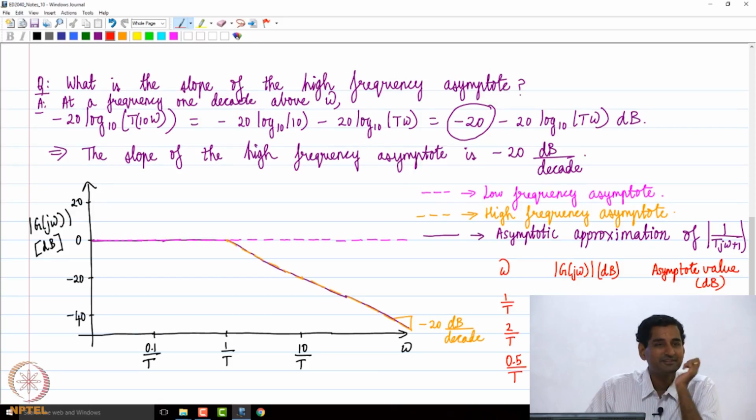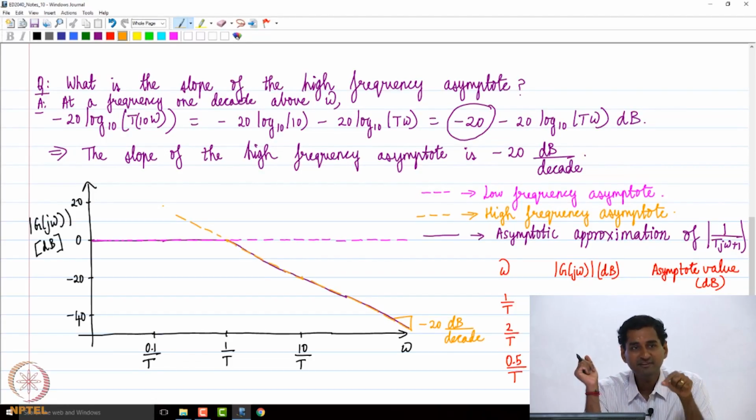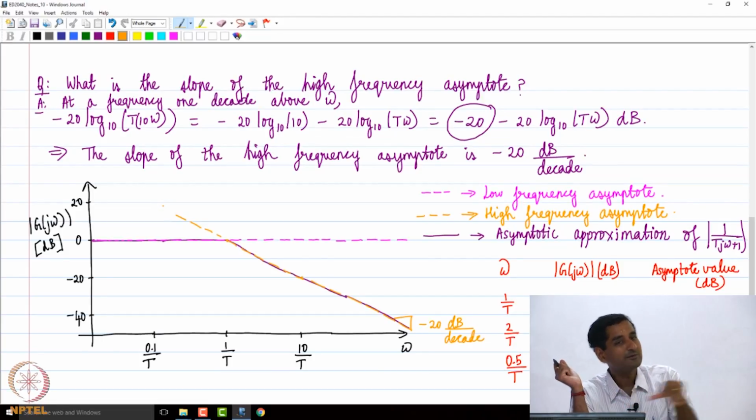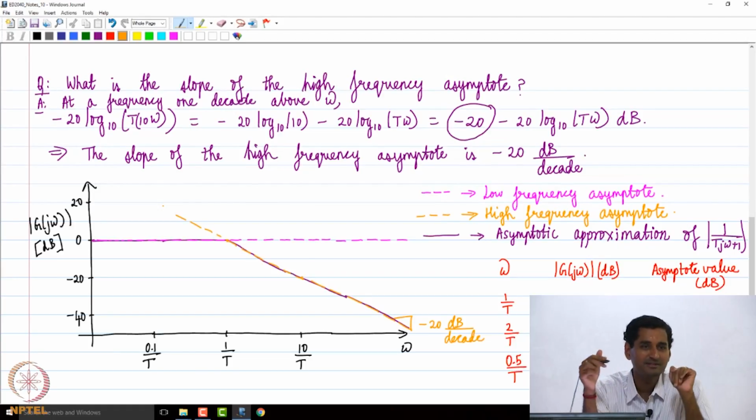Because it makes sense only after 1 by capital T. If you want a graphical representation, physically it doesn't make sense. See these asymptotes, you should not treat them as an asymptote, it's just a line. So please note that the high frequency asymptote makes sense only when omega tends to infinity. Similarly, the pink low frequency asymptote makes sense only when omega tends to 0. Here you just look at two lines which are intersecting, so that I can provide you with a graphical visualization.